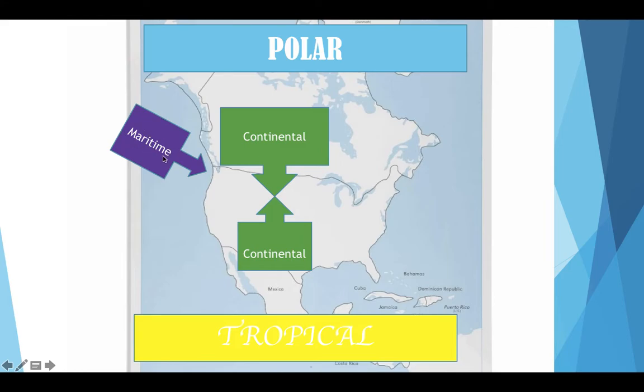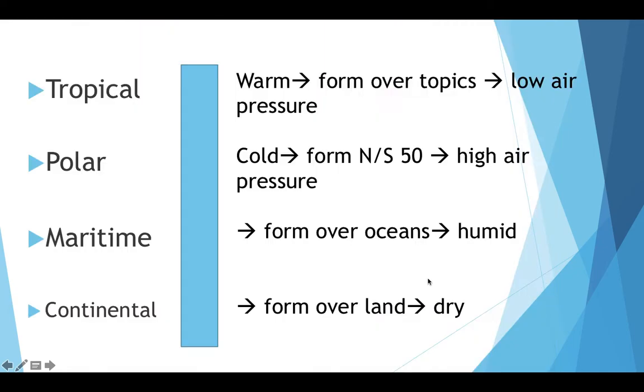Next, we have maritime. This one is originating in the polar region, so it's a polar maritime air mass. It is a cold, wet, humid air mass, versus this would be a tropical maritime air mass. So in summary, tropical is warm, formed over the tropics. Polar is cold, high air pressure, and we'll talk more about air pressure tomorrow. Maritime forms over oceans and is humid, and continental forms over land and is dry.